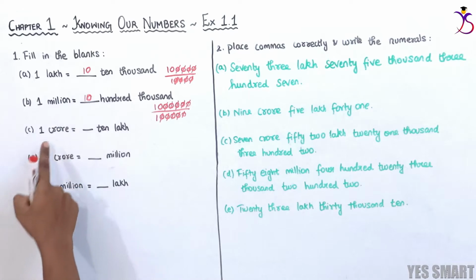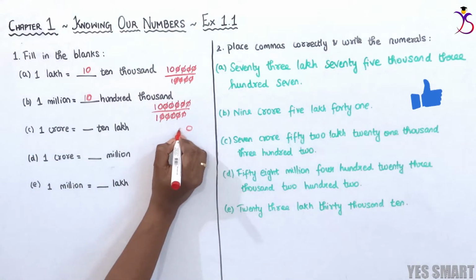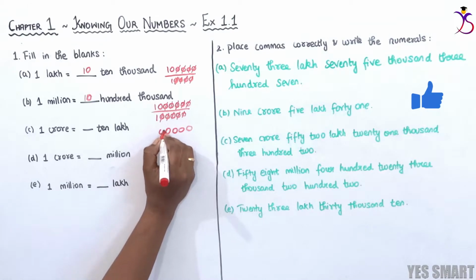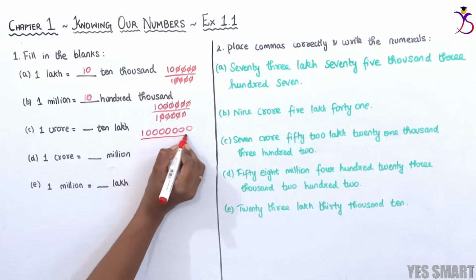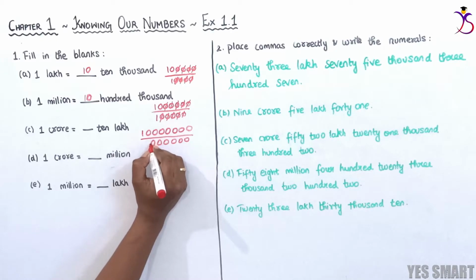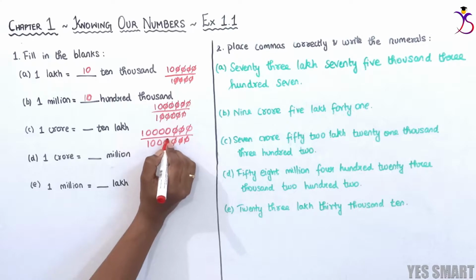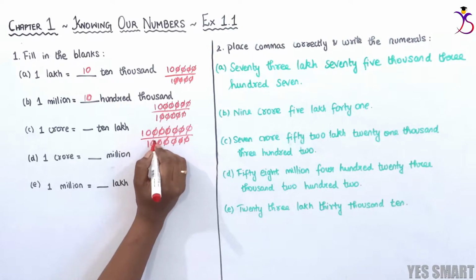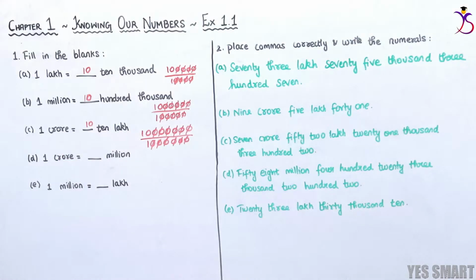Now, 1 crore equal to dash 10 lakh. So let's write 1 crore. Ones, tens, hundred, thousand, 10,000, lakh, 10 lakh, crore by 10 lakh. Now let's cancel the zeros. Finally, we have 10. Therefore, 1 crore equal to 10 lakh.